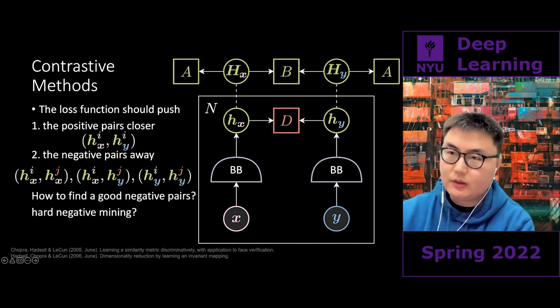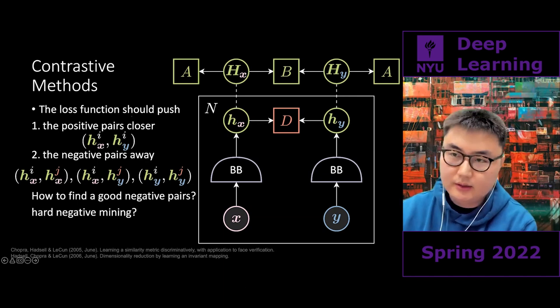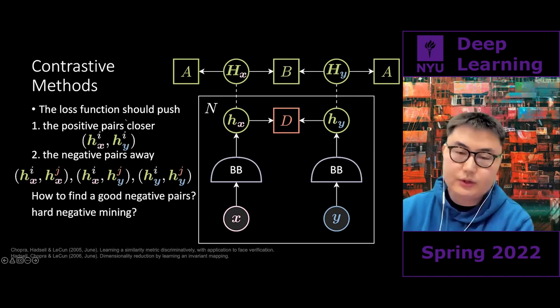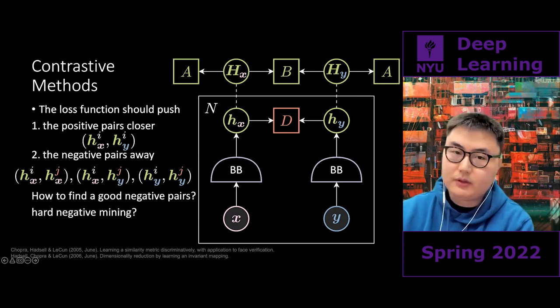Yeah, so again, as I mentioned, all the joint embedding methods should have two components in the loss function. The first one is to push the positive pair closer to each other. So you've got one distorted dog image and another distorted dog image, and you just push the representations of them closer to each other. Then, to prevent the trivial solution, you push the negative pairs away.